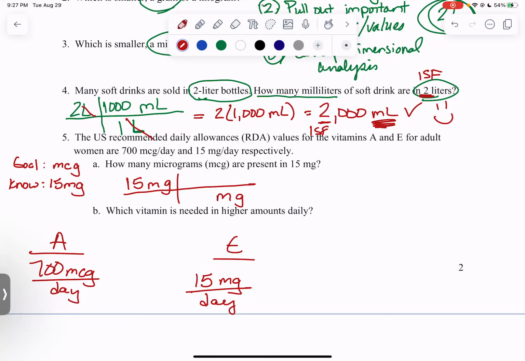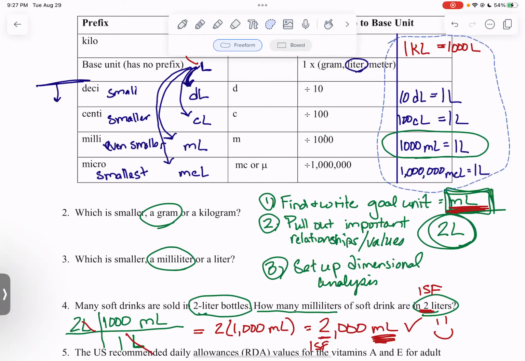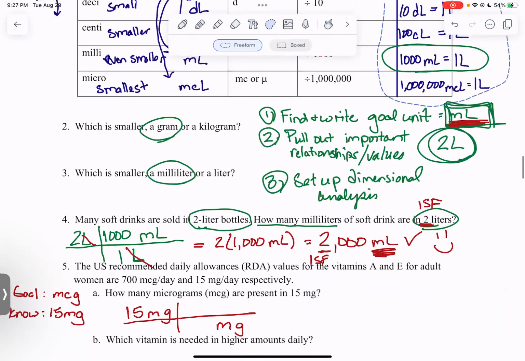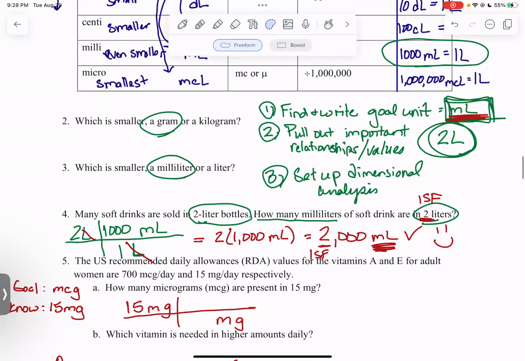Now, if I look up here, do I have some kind of equivalent relationship in this group that shows milligrams to micrograms? And the answer is no. There's more than one way to skin a cat. I love cats, but there's more than one way to do this. I'm going to recommend that you always go to your base unit. That way you don't make some simple mistakes.